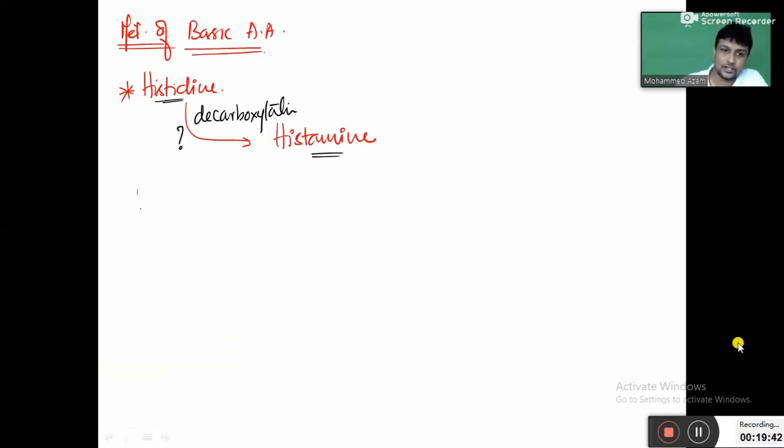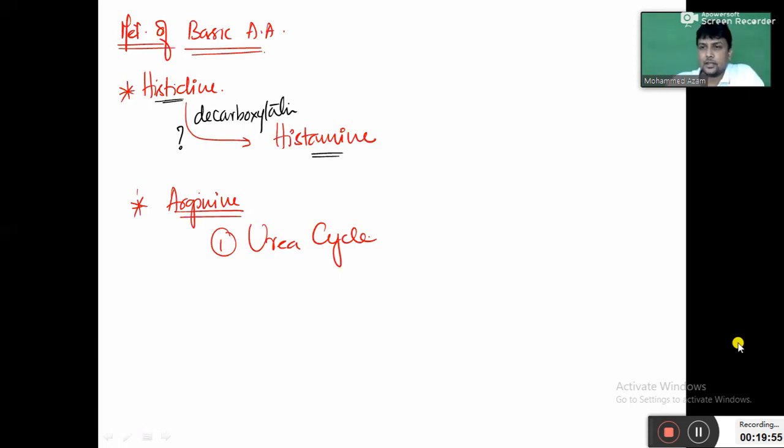The second one here is arginine. The second basic amino acid that you have to learn is arginine. Arginine function number 1, it comes in the urea cycle, and I don't have to teach you this. We studied the urea cycle yesterday, and we know that in the urea cycle the last one, arginine, is the one which breaks down to form ornithine back along with the release of urea, in the presence of an enzyme known as arginase. So arginine comes in the urea cycle. Number 2 function of arginine, it also helps in the formation of nitric oxide. Nitric oxide.